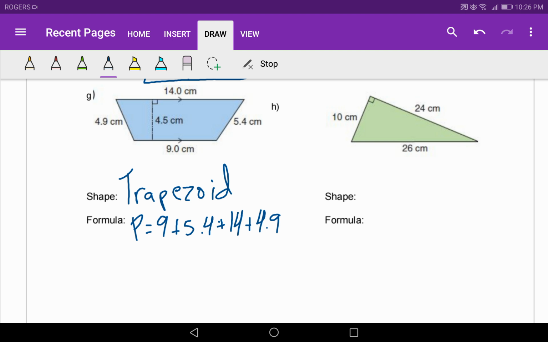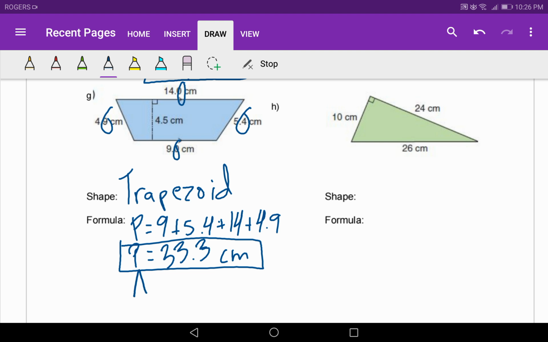So pull out your calculator and you have 9 plus 5.4 plus 14 plus 4.9. Your total there, if you were to add that up, is 33.3. And again, use one decimal place because throughout this question, we were given one decimal place. And put your units, 33.3.